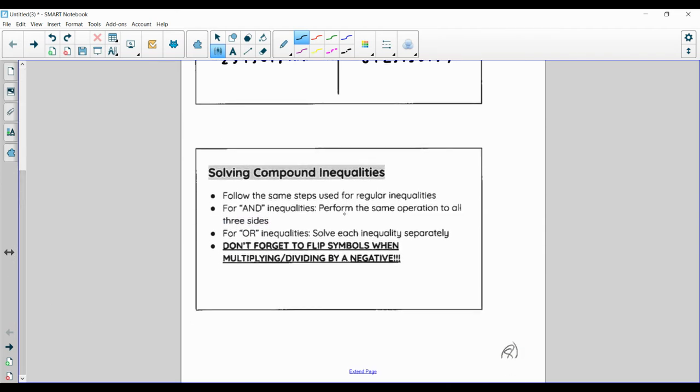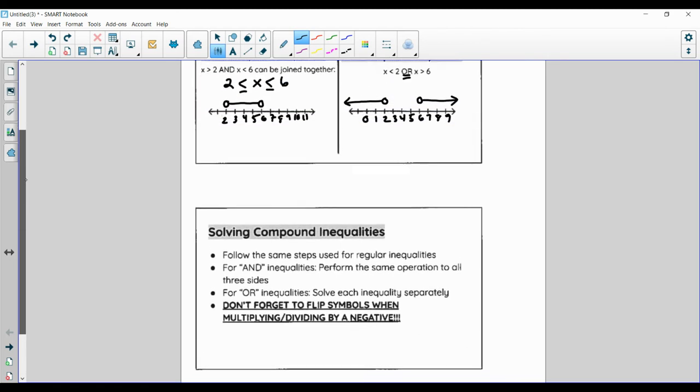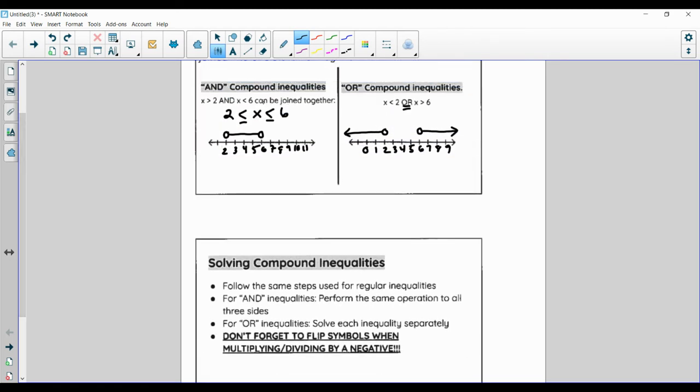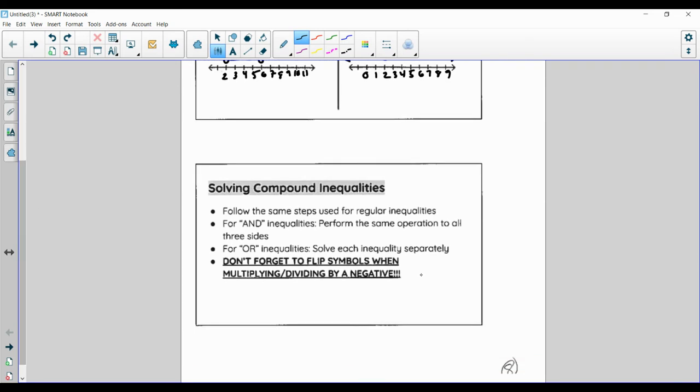So solving compound inequalities follow the same steps. For and inequalities, you're going to have to perform the same operation to all three sides. So like here, our and inequality has 1, 2, 3 sides. So anything you do to the 2 has to be done to the x and has to be done to the 6. For or inequalities, you have two separate ones. You're just going to solve them separately. And as always with inequalities, when we multiply or divide by a negative, we flip the inequality symbol.